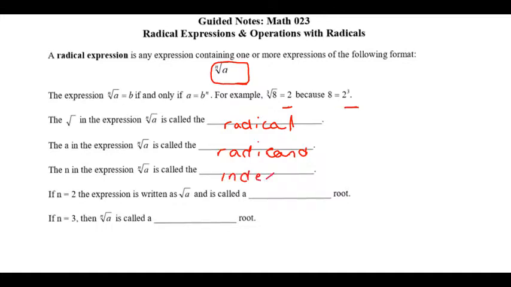And we are probably most familiar with the square root. And in that case, we don't always see the index. So if n equals 2, the expression is written as just the radical with the number underneath, and it's called a square root. And if n equals 3, then it is also called a cube root.